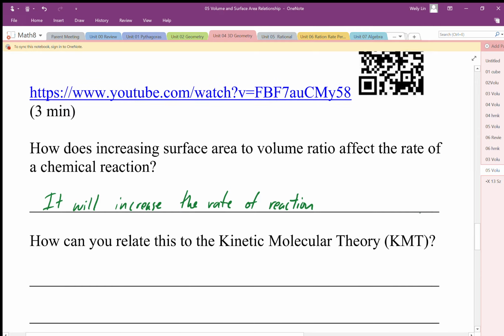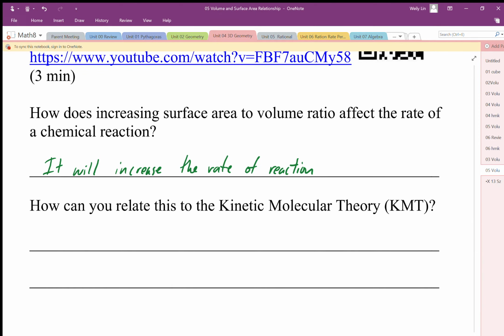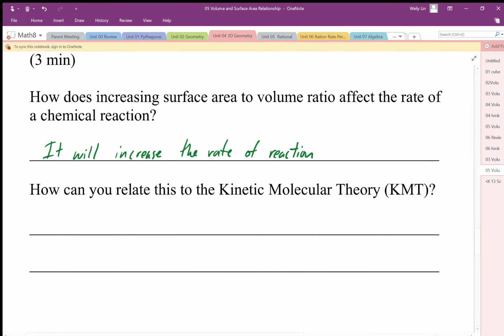Okay, so greater surface area to volume ratio increases the rate of chemical reaction. How does this relate to kinetic molecular theory? So kinetic molecular theory is something that we learn in grade 8 science. Okay, and kinetic molecular theory states that the more interactions of molecules, the faster the chemical reactions can happen. Okay, so the more opportunities that molecules have to bump into each other, the faster the chemical reactions will happen.